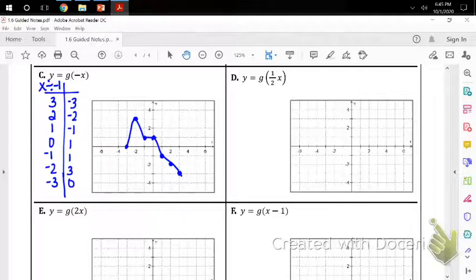Okay, for D, we have g of 1/2 x. Well, again, that's going to affect our x's. What is that 1/2 x going to do? It's going to be a horizontal stretch by 2. All right, so we're going to take our x's and we're going to divide by 1/2, which is the same as multiplying by 2. So take your original x's and multiply them by 2. And our y's are going to stay the same.